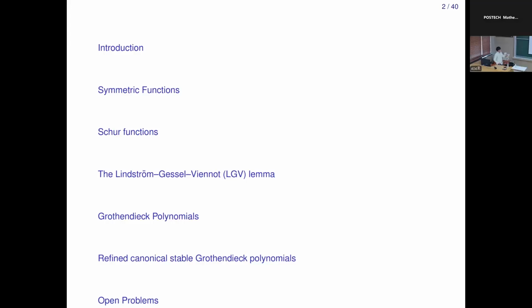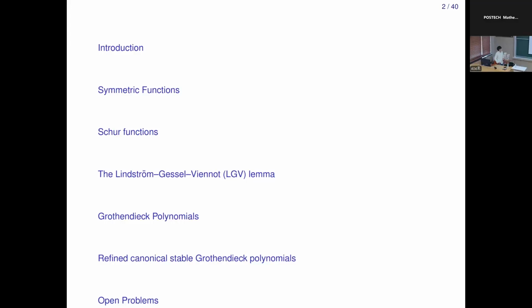And if I have time, I'm going to tell you a little bit more about Grothendieck polynomials, which are basically a generalization of Schur functions. And if I have time, I'm going to tell you a little bit about what I did on these refined canonical stable Grothendieck polynomials.